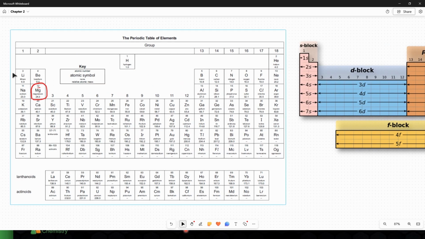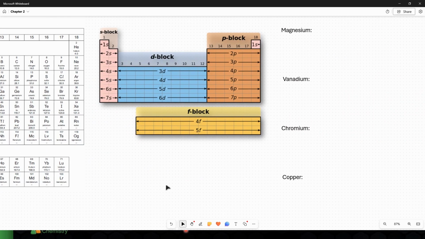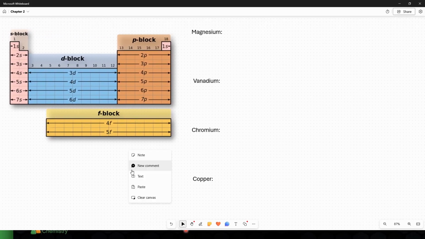So if we go back, and again, notice where magnesium is on the periodic table. We're going to need that: it's on the third row, second column. So, like we said, magnesium has 12 electrons in total. We said it was on the third row, second column. So magnesium is right here.